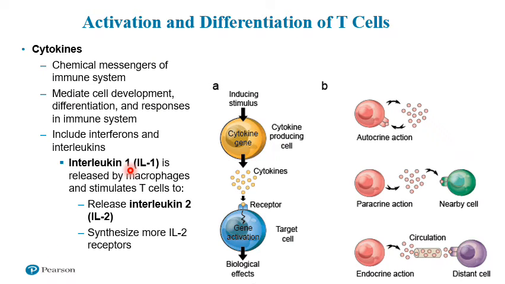So let's take a look at some molecules that help in the co-stimulation. One of the molecules is what you call the cytokines. These are chemical messengers of the immune system. They mediate the development, differentiation, and responses in the immune system. These cytokines would include interferons and interleukins. I think I must have already discussed with you the role of the interferon in preventing viral spread.